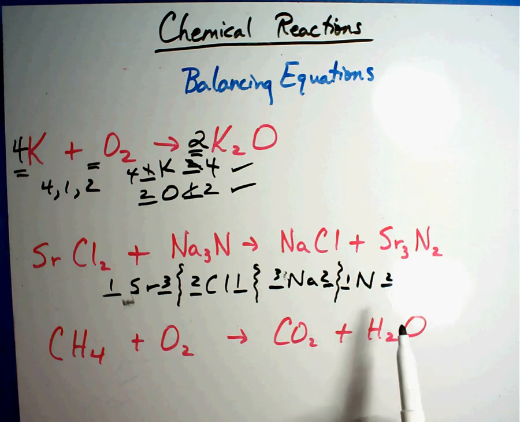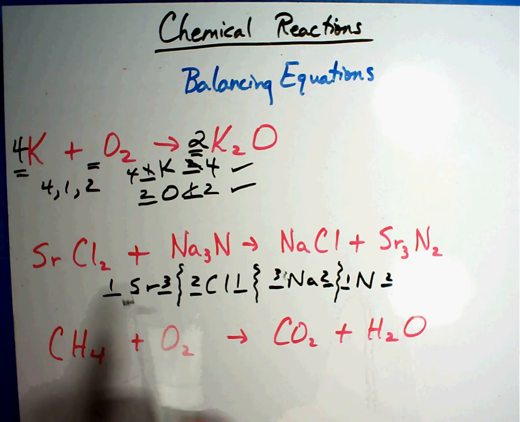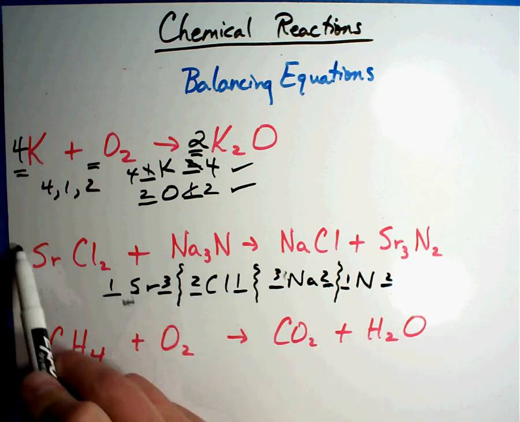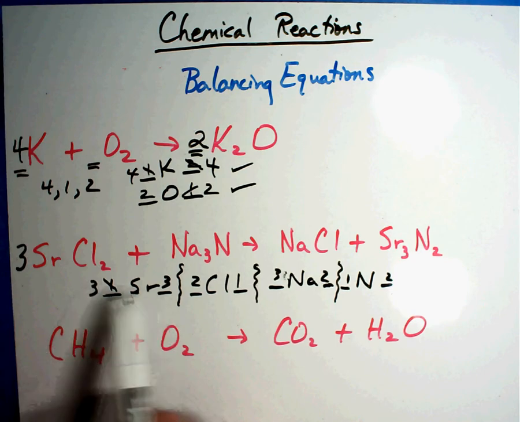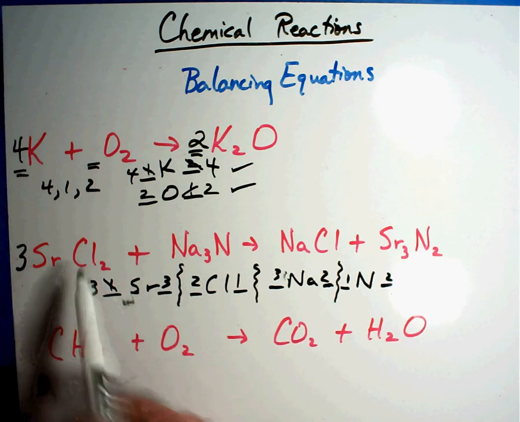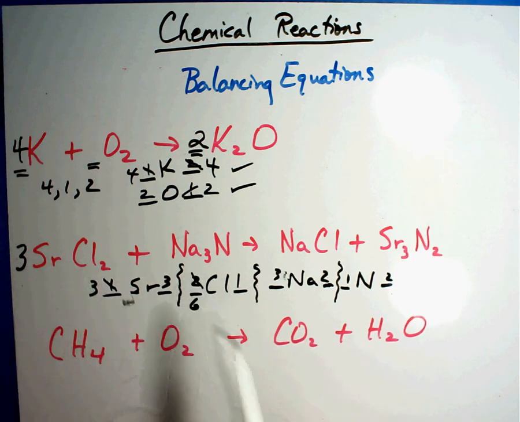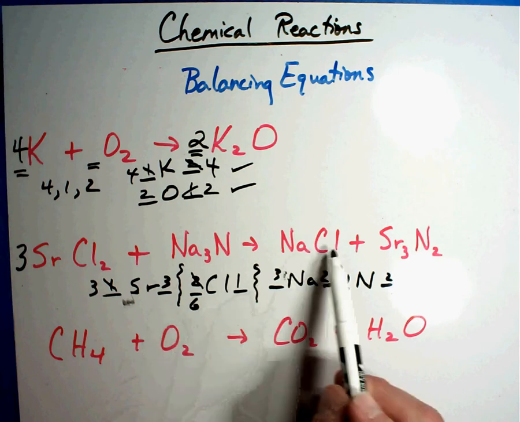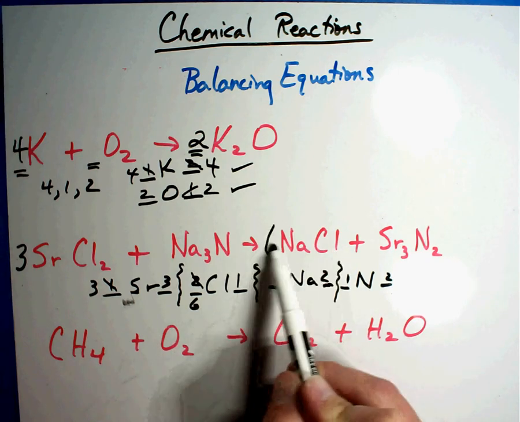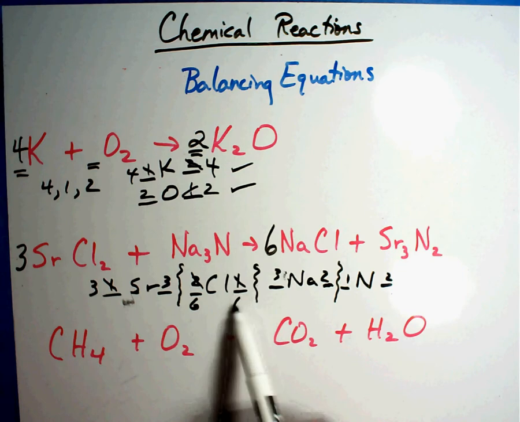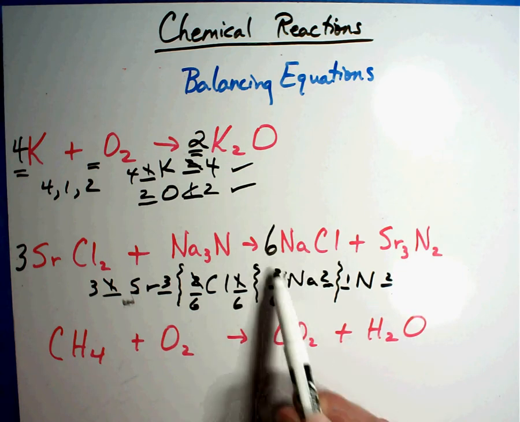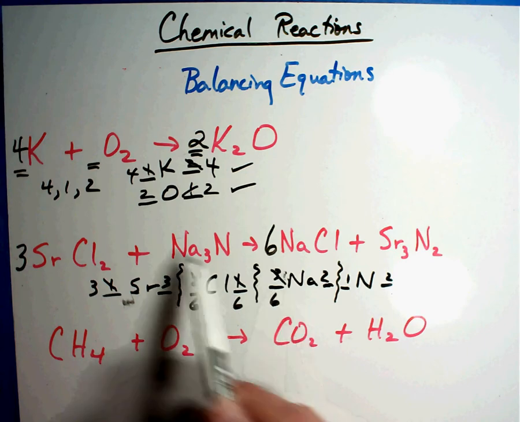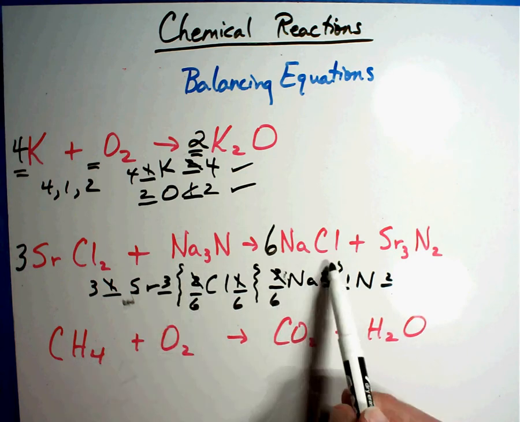Let's see what we want to start with. Let's start with, sure, why not, Sr's 1 and 3. To fix that, I need a 3 there. Fixed it. But I just messed up my chlorines. That's a 6. How do I fix that over there? That means I need to have a 6 there. That messes my Na's up to be a 6.